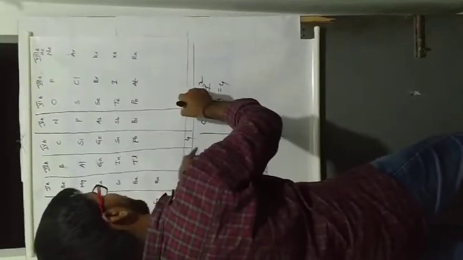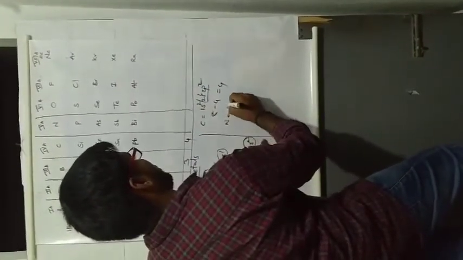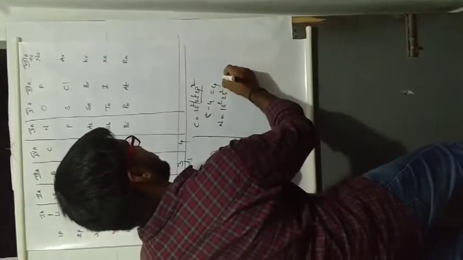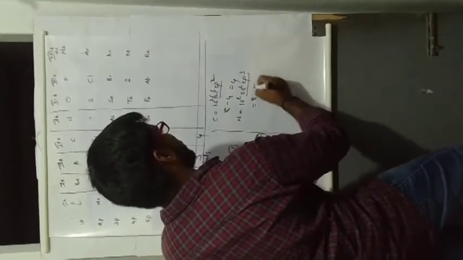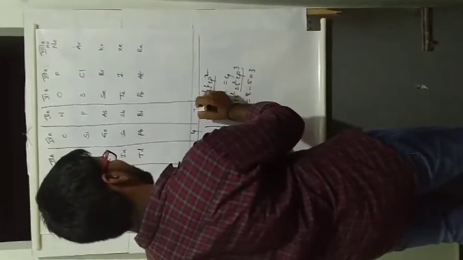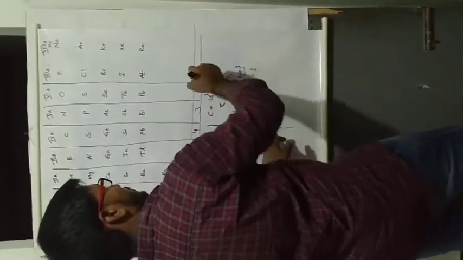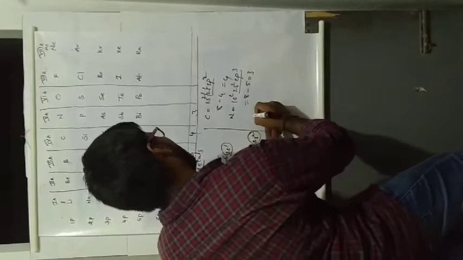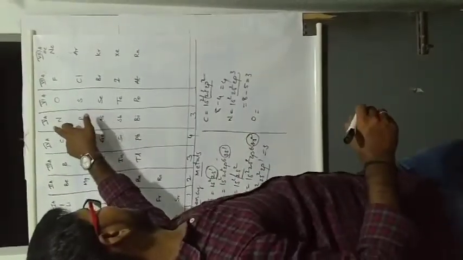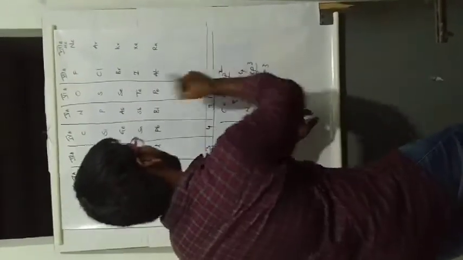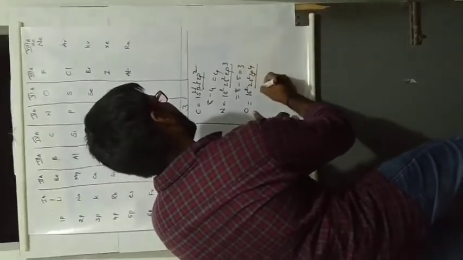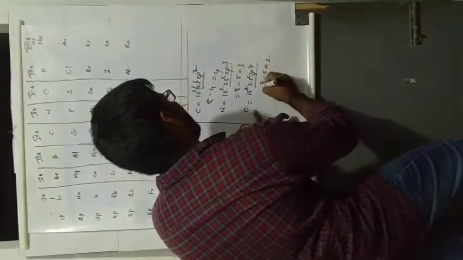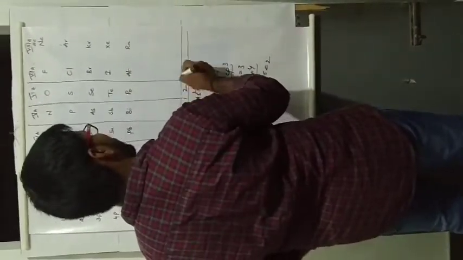So next one, nitrogen. Electronic configuration 2s2, 2p3. So 5 outermost electrons. What is the formula? 8 minus 5 equal to 3. So 3. Next one, oxygen. So all the elements in this fifth group, the valency will be only 3. And sixth group elements, electronic configuration of oxygen 2s2, 2p4. So that means 6. 8 minus 6 equal to 2. So in this valency is 2.